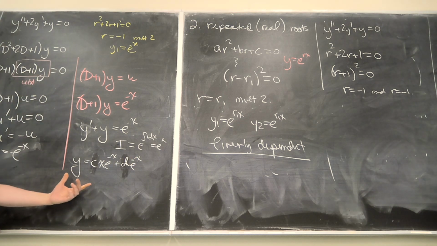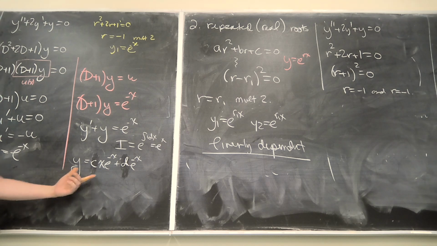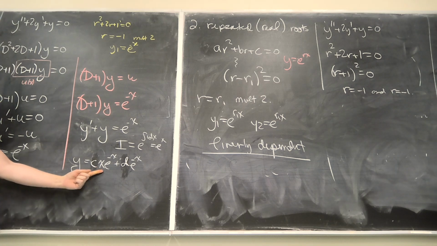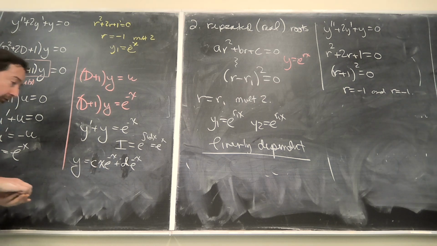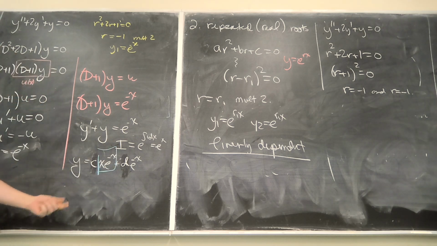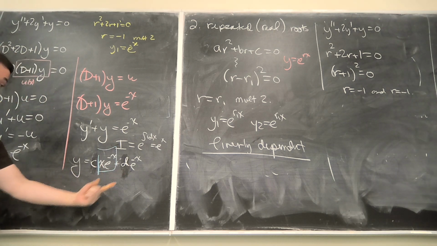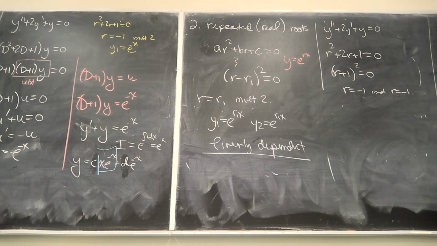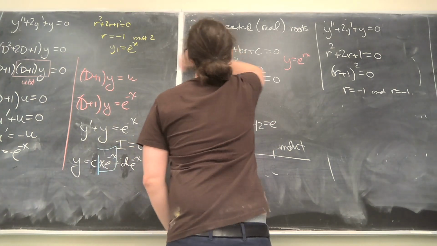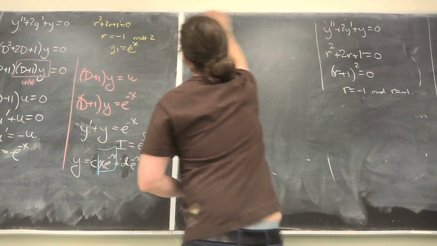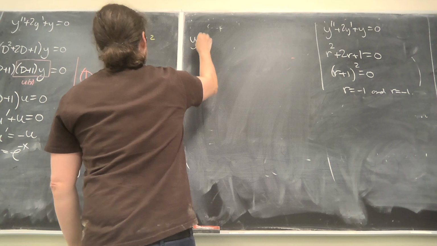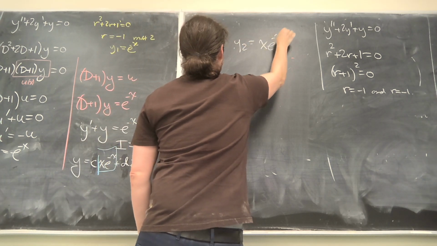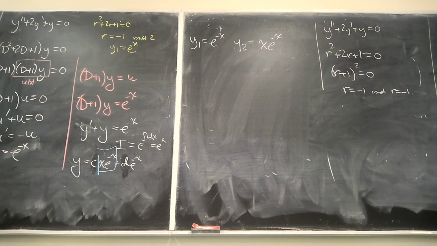The general solution to the original equation is a linear combination of e to the minus x, which I already knew was a solution, and this new term, x e to the minus x. So if you look carefully at this, it looks like a span. It's the span of e to the minus x and x e to the minus x. So it turns out a second solution to this differential equation, if y1 is e to the minus x, is y2 equals x e to the minus x. And these are linearly independent.